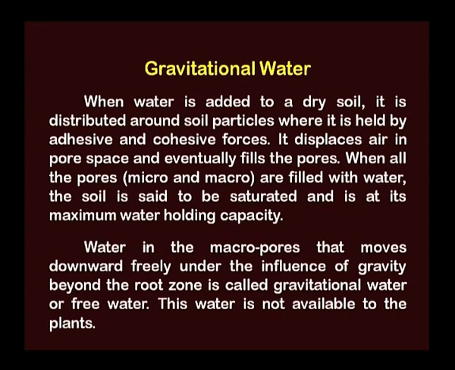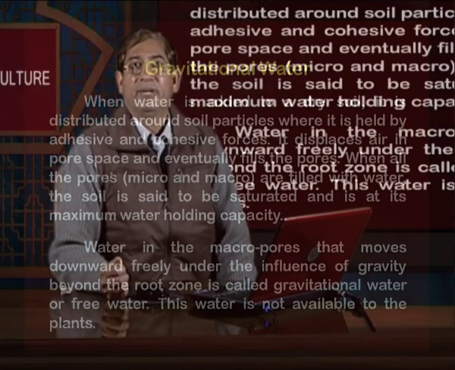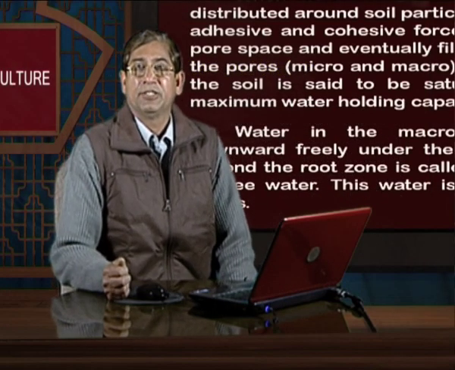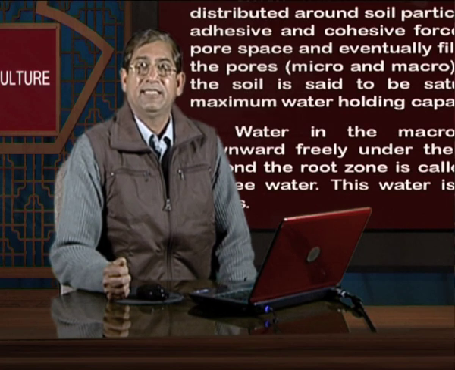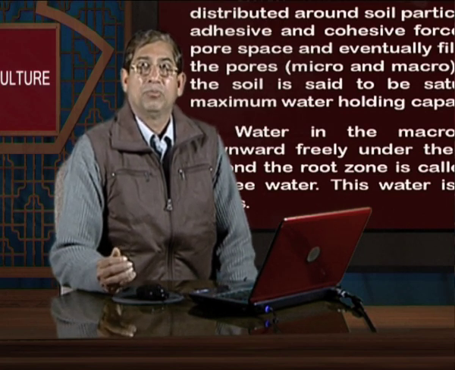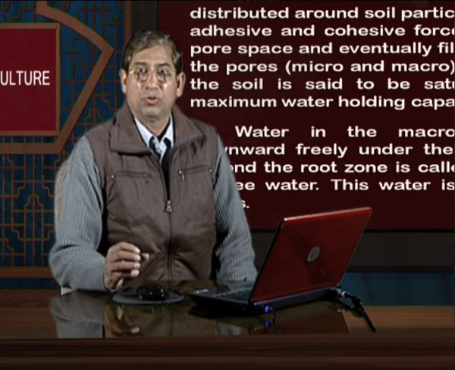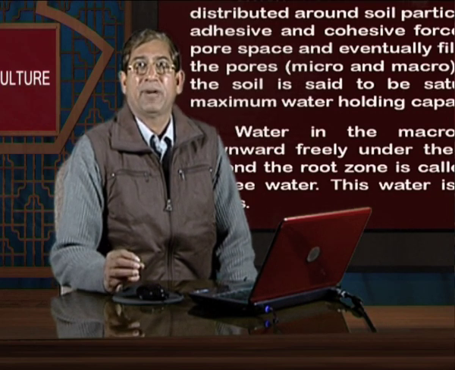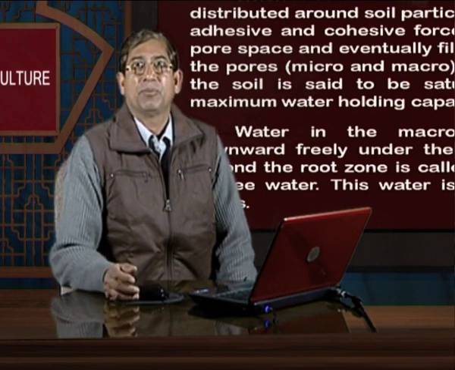Water in the macropores that moves downward freely under the influence of gravity beyond the root zone is called gravitational water or free water. This water is not available to the plants. When the soil is saturated due to continuous rainfall or heavy irrigation, the free water moves from the root zone to the deep soil profile, and ultimately that is not available to the plants.